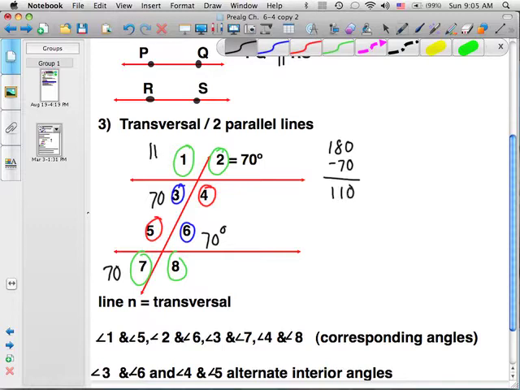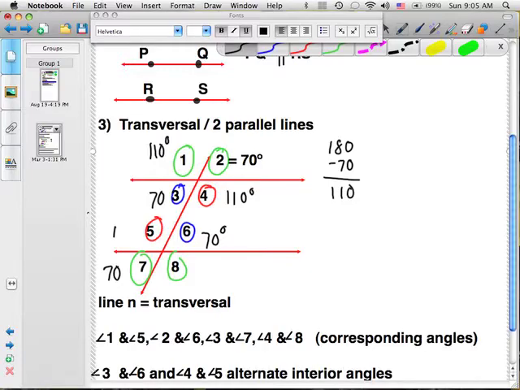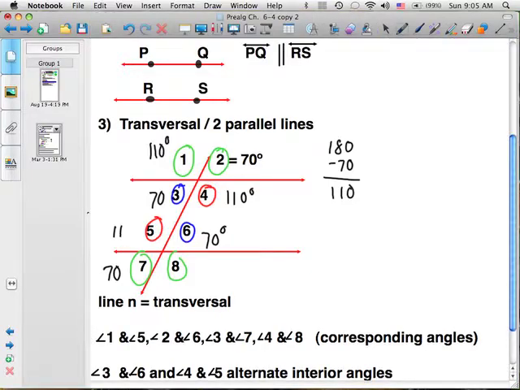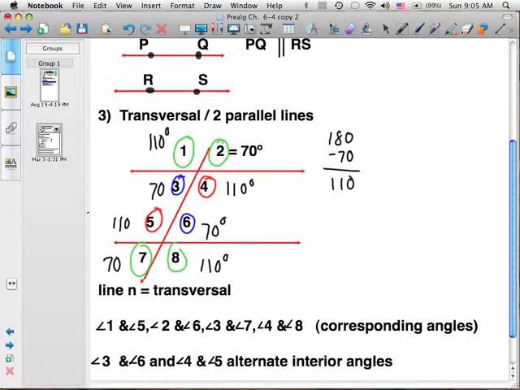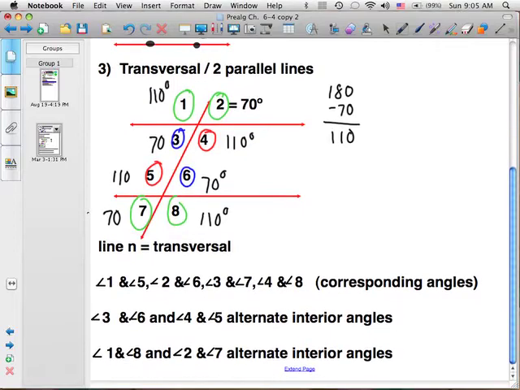So this is 110, this is 110. And I know 5 is 110 by alternate interior angles. Therefore 8 is 110. So you're going to be given some parallel lines cut by a transversal, and you'll have to find the remaining angles. That concludes the explanation.